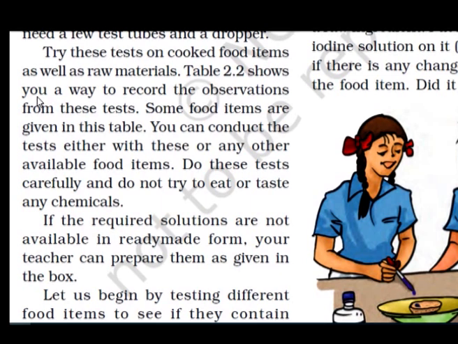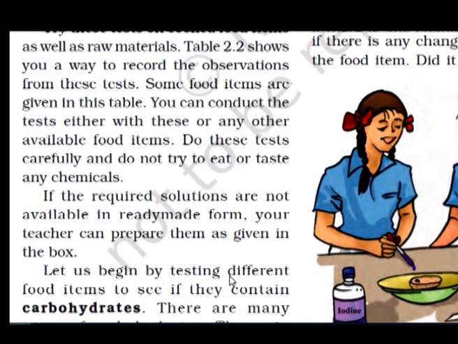Table 2.2 shows you a way to record the observations from these tests. Some food items are given in this table. You can also conduct tests either with these or any other available food items. Do these tests carefully and do not try to eat or taste any chemicals. If the required solutions are not available in a ready-made form, your teacher can prepare them as given in the box.